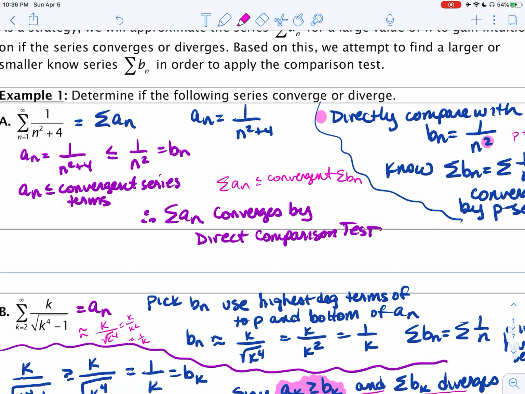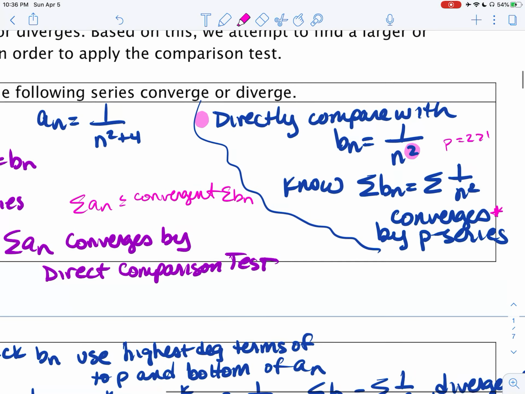So I look at 1 over n squared plus 4, and I don't really need the 4, so I'm going to liken and maybe compare my series to b sub n equal to 1 over n squared, because that takes the form of a p-series test. It's n to a number, and I note that my p is equal to 2. That's bigger than 1, so we know that my series is going to converge.